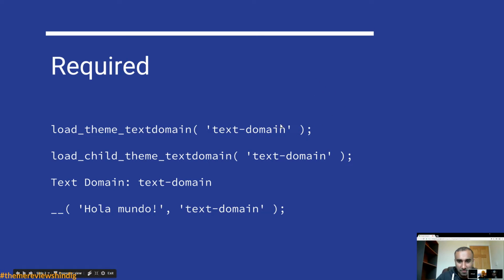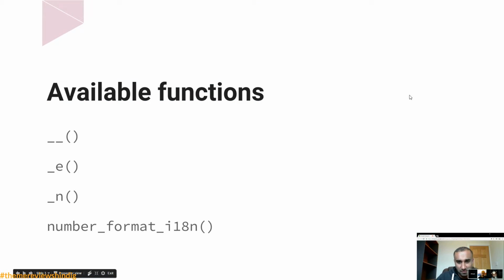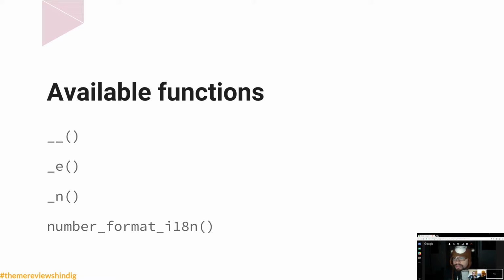Very true. And then we also have our available functions. So with those, we have the double underscore, which always returns the string. And then we have underscore e, which actually echoes out the string. We have underscore n, which is for singles and plurals, and then the number format internationalization. It's actually a pretty handy one, but it's not always used. Just something that's actually available for us to use.